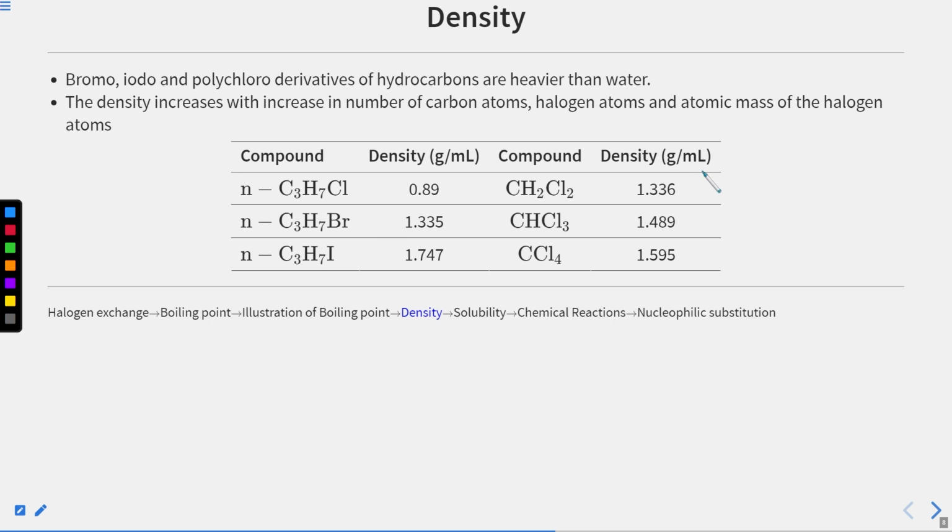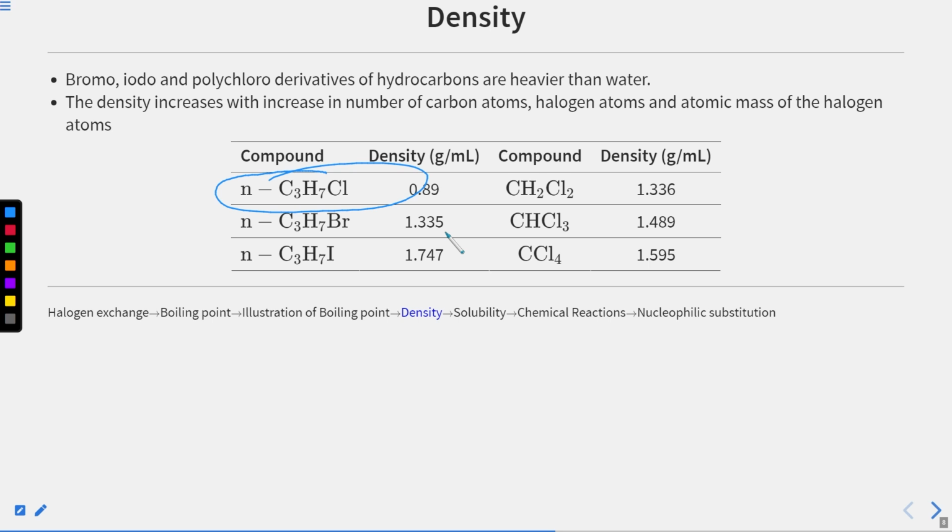So here is the density that is given. Only this one has a lower density than water, that is C3H7Cl. Keeping aside all of those, if I talk about bromine and chlorine compounds, or you can say derivatives of alkyl bromide and alkyl iodide, they are heavier than water and have a greater density. So you should remember that alkyl bromides and alkyl iodides have greater density than water.